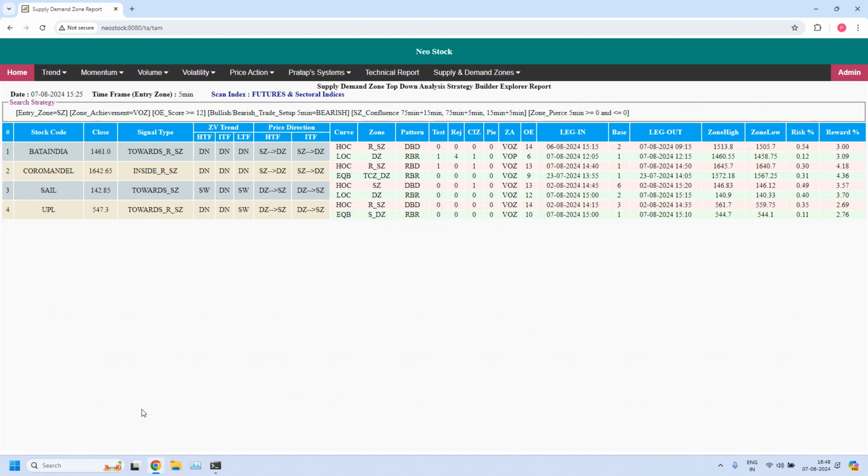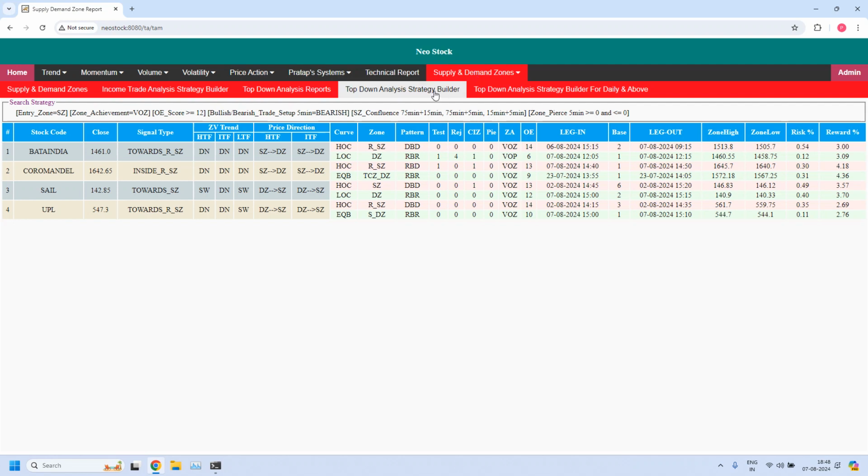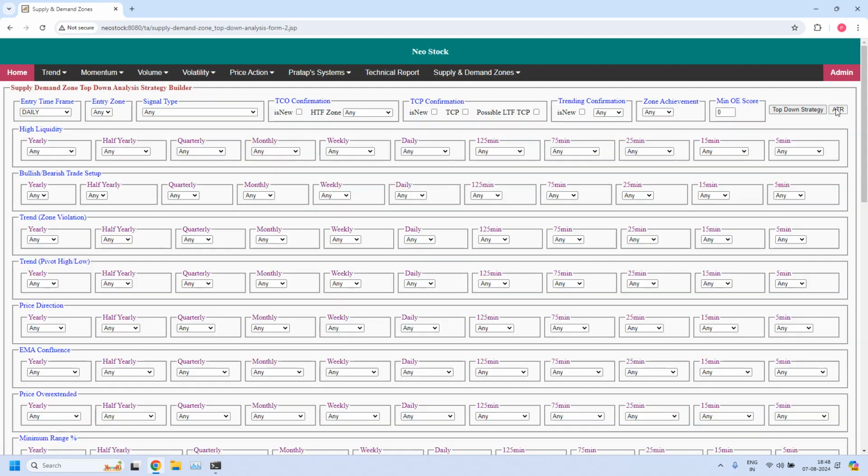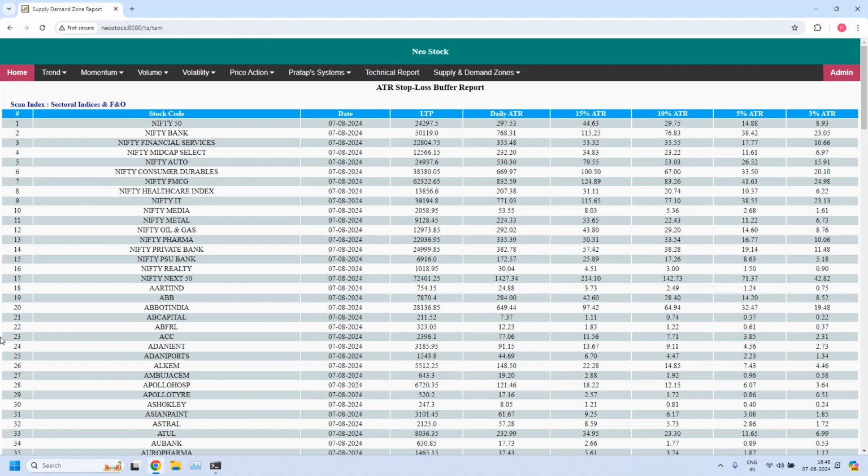We have completed all the income trades, and for the final report, let us generate the stop buffers based on daily ATR. So we have generated the daily ATR stop buffers. The first 17 in this list are indices, that includes all the sectorial indices. The remaining are all equity stocks listed in the F&O category. I am scrolling the list down. Whichever stock you want to refer to, please pause the video.